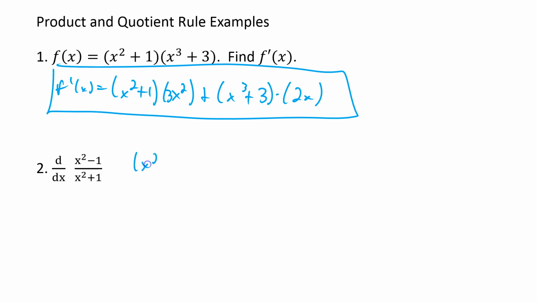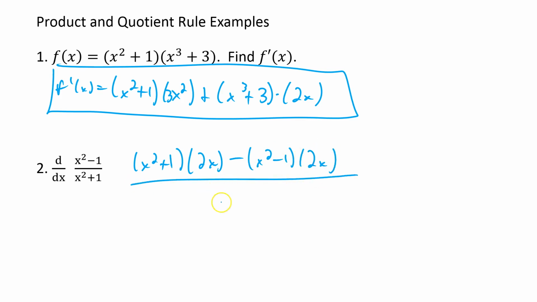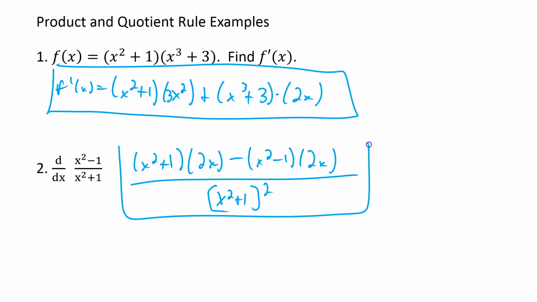So it's going to be low d high, which is 2x, minus high d low, 2x, over the square of low we go. X squared plus 1 squared. I would stop right there. Why go further if you don't have to, right? You could square this out. You could distribute some stuff up here, but man, that negative sign, that looks ugly. I don't want to deal with that. Just stop right there.